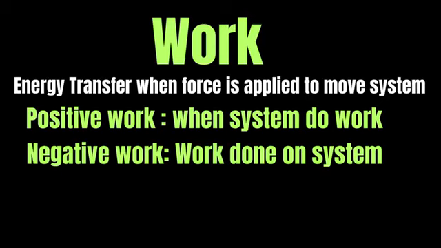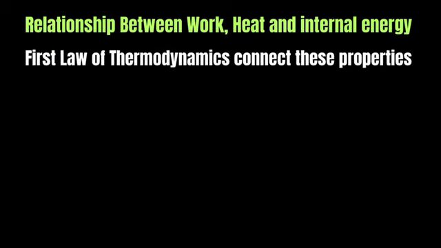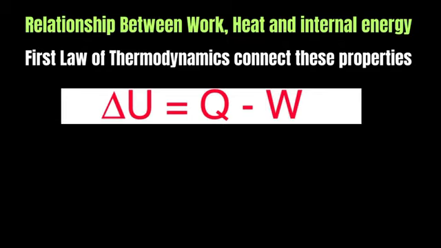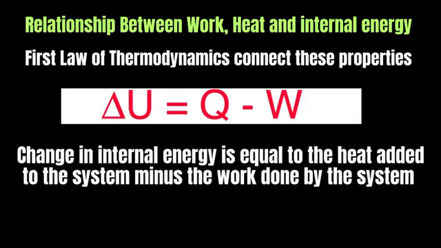The mathematical expression for work in thermodynamics is W is equal to P delta V. Remember that here W is work, P is pressure, and delta V represents the change in volume. Now let's move towards the relationship between work, heat, and internal energy. Actually, these three quantities are connected by the first law of thermodynamics, which states that delta U is equal to Q minus W. This equation means that the change in internal energy is equal to the heat added to the system minus the work done by the system.